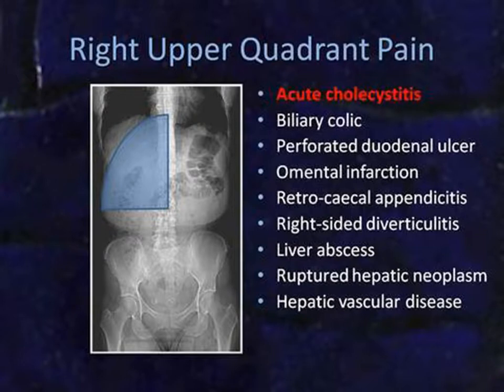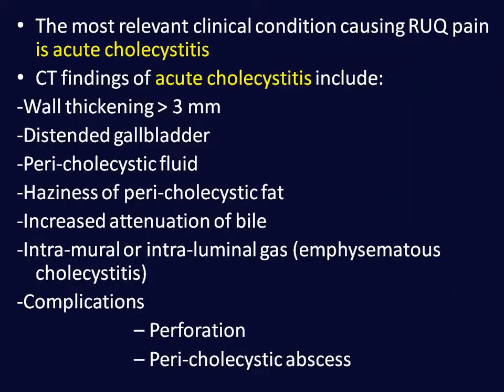These are mostly acute cholecystitis, other causes including biliary colic, perforated duodenal ulcer, omental infarction, retrocecal appendicitis, right-sided diverticulitis, liver abscess, ruptured hepatic neoplasm, and hepatic vascular disease. These are from the most common to the least common. So the most common cause of right upper quadrant pain is acute cholecystitis.